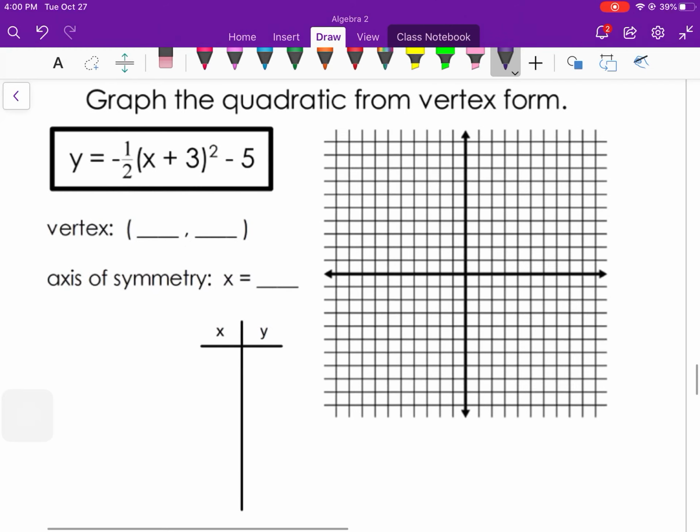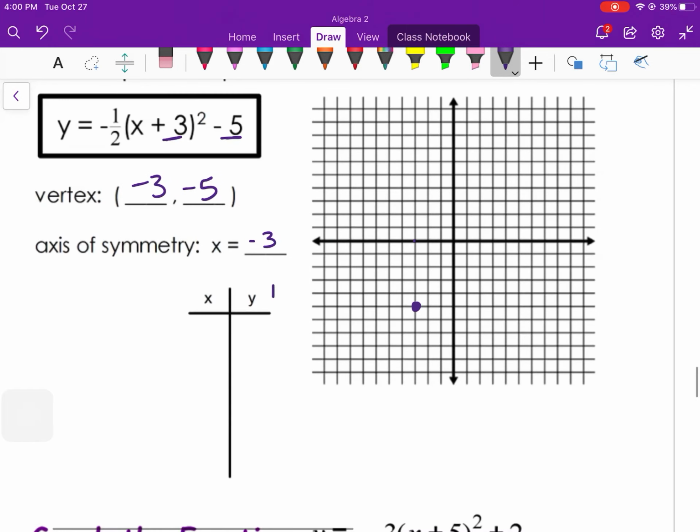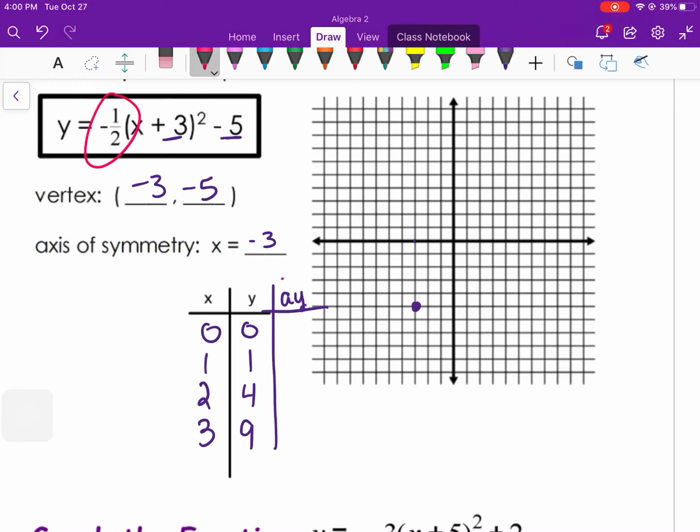Oh, what did we do next? Then we graphed from vertex form. So the vertex comes from the first and the last term, so -3, -5. The axis of symmetry is the x-coordinate of the vertex, so the vertex is at -3, -5. I use the parent function, so an x, y table: x is -3... 1, 2, 3 and y is 0, 1, 4, and 9. And then our a value in this one was a -1/2, so it's going to be wider, and it's going to open down instead of up.